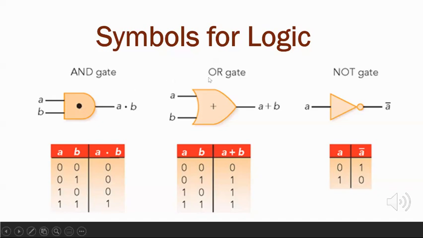The middle symbol is the OR gate. The OR gate has a curved input and sharp curved output. Sometimes we use a plus sign in the middle to indicate an OR gate, but the plus sign is not necessary. And the NOT gate consists of a triangle and a small circle. Below the symbols, we have the truth tables indicating that these symbols represent the three fundamental logics.